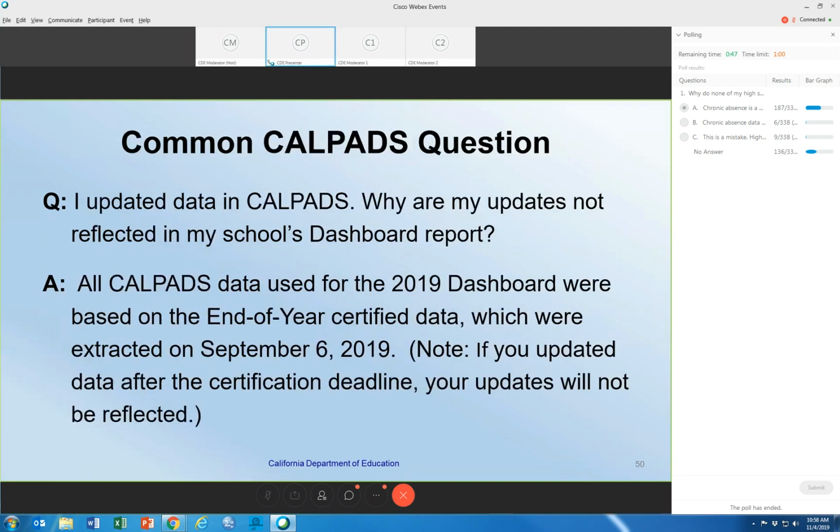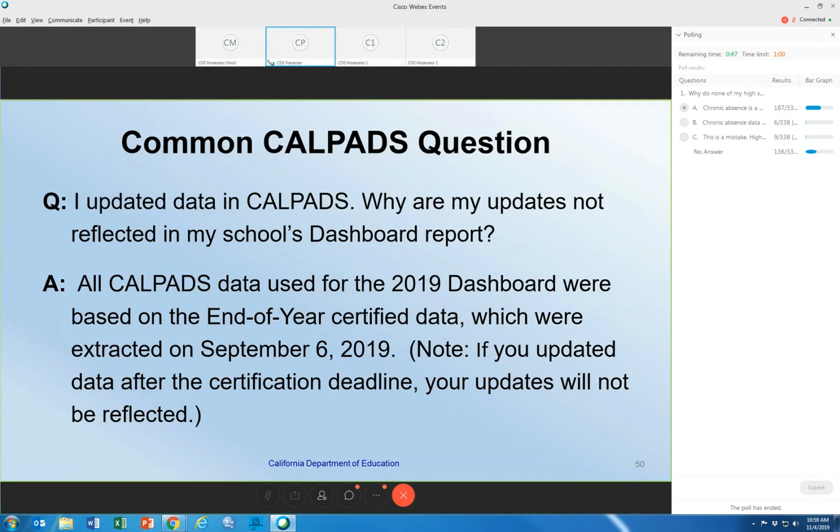Another common CALPADS question, and we got this quite a few times after the amendment window closed, is: I updated my data in CALPADS. Why are my updates not reflected in my school dashboard report? It is true that you may update your data during the amendment window, but if you don't do it by the time we extract the data, which was September 6th this year, we will not be including that data. So if you update it after the amendment window closes, it will not be included.